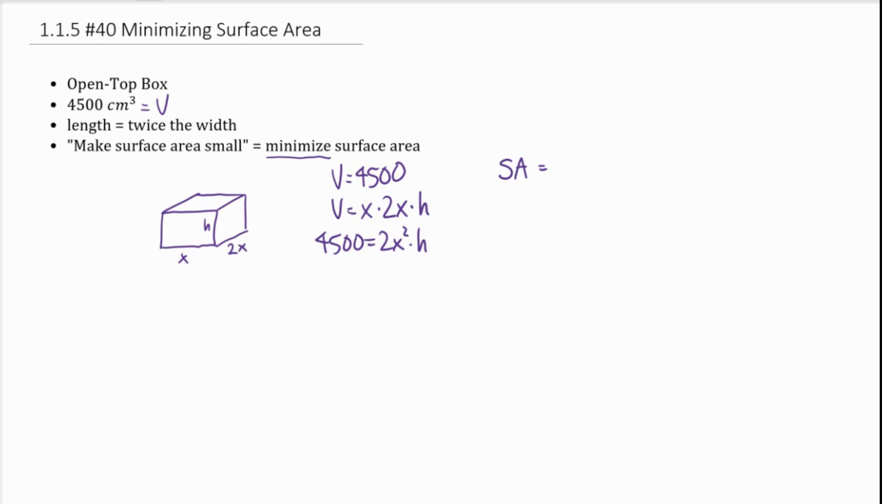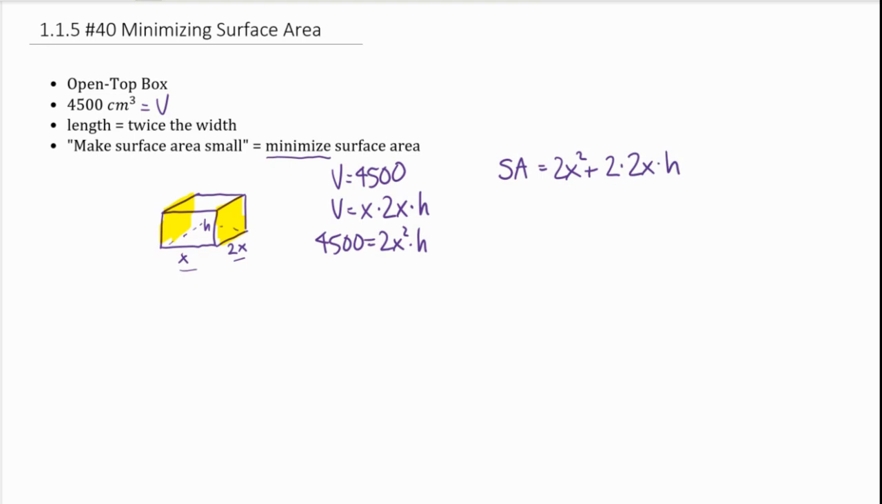So what is the surface area? Well, in this case, the surface area is, I have the base, which is x times 2x, so 2x squared. That's my base, plus, and then I'm going to say this side and this side are both going to be 2xh. So that's 2 because I have 2 of them, and then it's going to be length times width. So 2x times h. Okay.